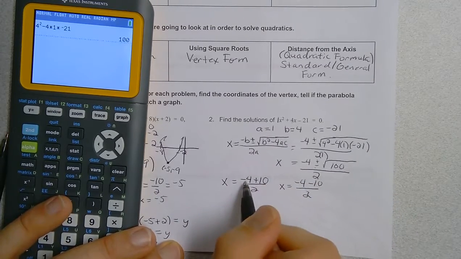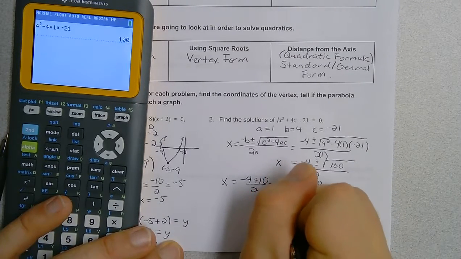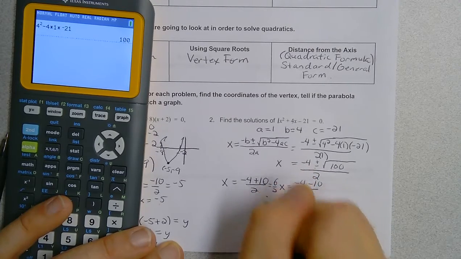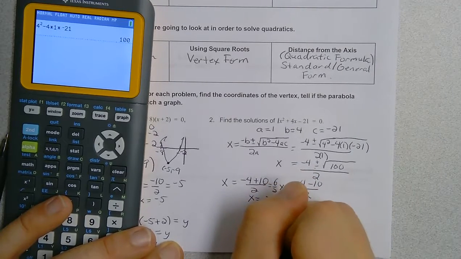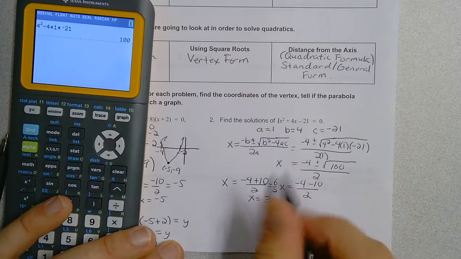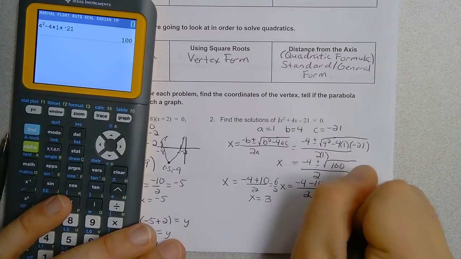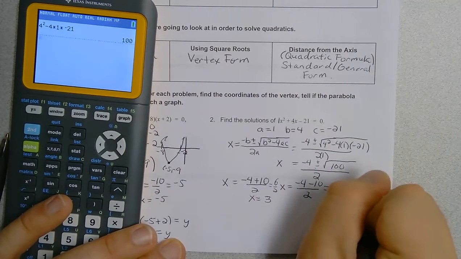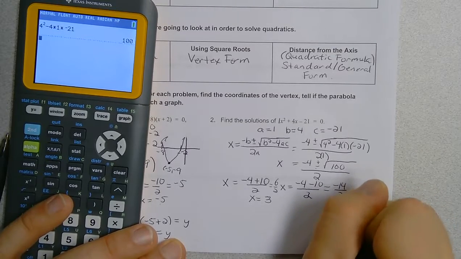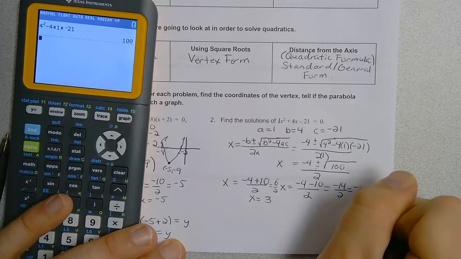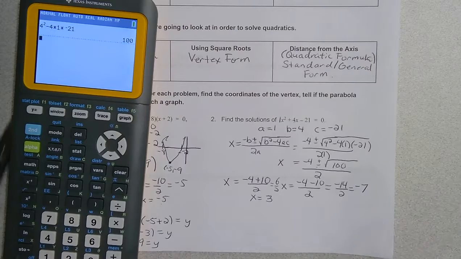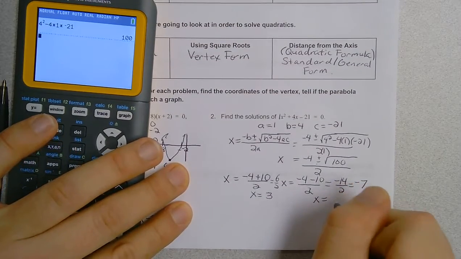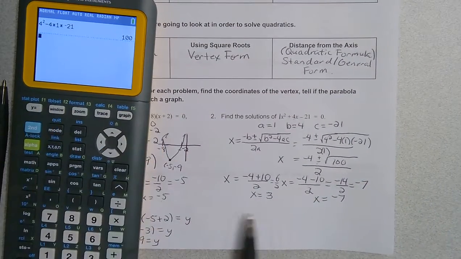So this is going to simplify. Negative 4 plus 10 is 6 over 2, which gives us x is equal to 3. And then for our second root, negative 4 minus 10 is negative 14 over 2, which gives us negative 7. So our other root is x equals negative 7.